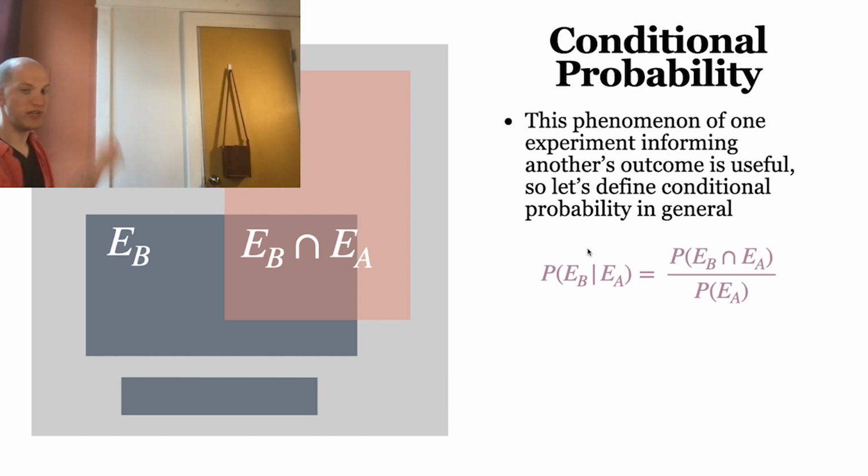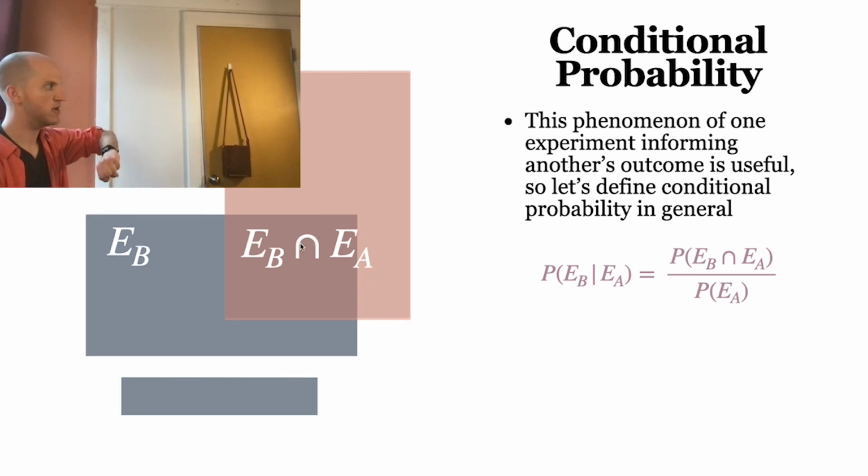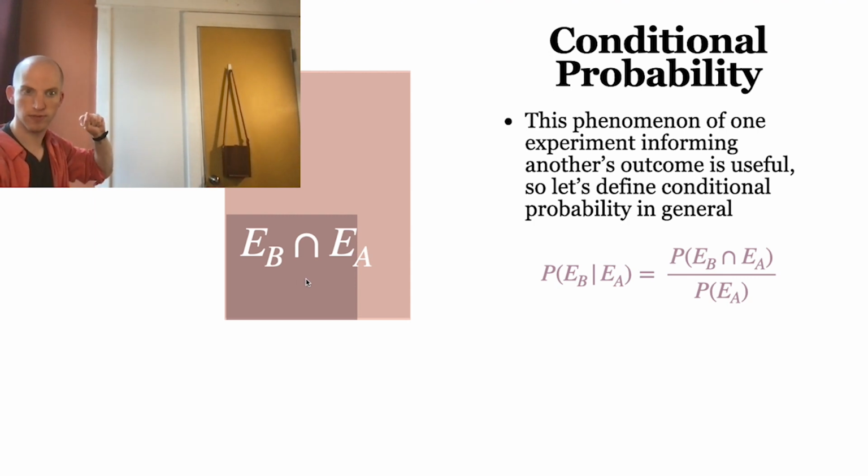All right, so this is the important takeaway. If you get nothing else from today, get this ratio, this definition of conditional probability as limiting the universe of discourse to just what's inside of the red area, and then limiting the numerator to just the part of blue that's inside of that universe, that red area. So we're going to get the probability of EB intersected with EA divided by the probability of EA.